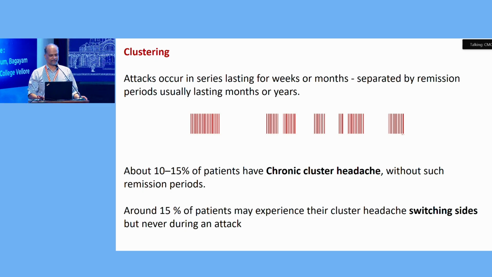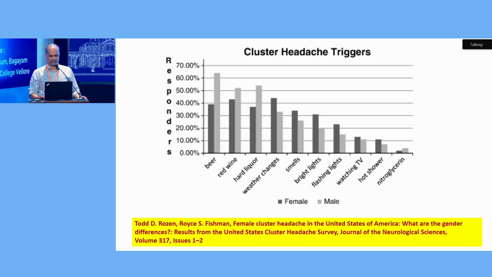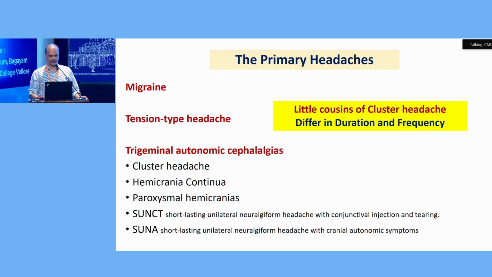Why is it called cluster? Because it occurs in clusters. They will have headache every day for the next 2-3 weeks, then they'll be totally headache free for the next maybe months or years. Then again they'll start getting this sort of headache. So this is clustering, that is why it is called cluster headache. Like in migraine, there are triggers for cluster headache, and there are other trigeminal autonomic cephalalgias, which are called little cousins of cluster headache.